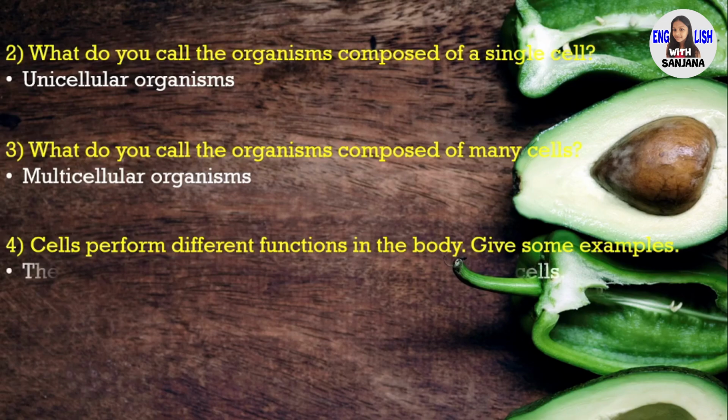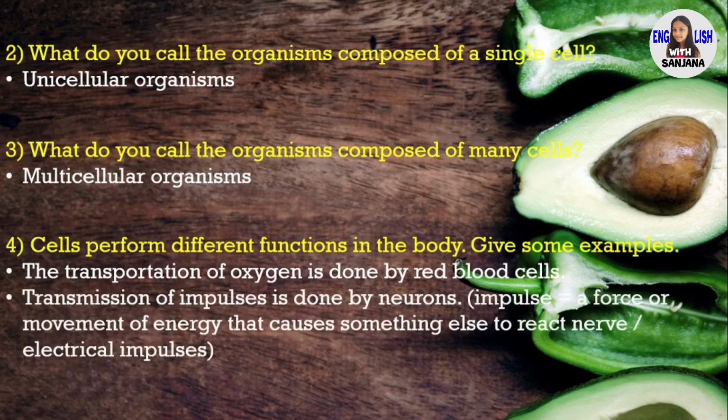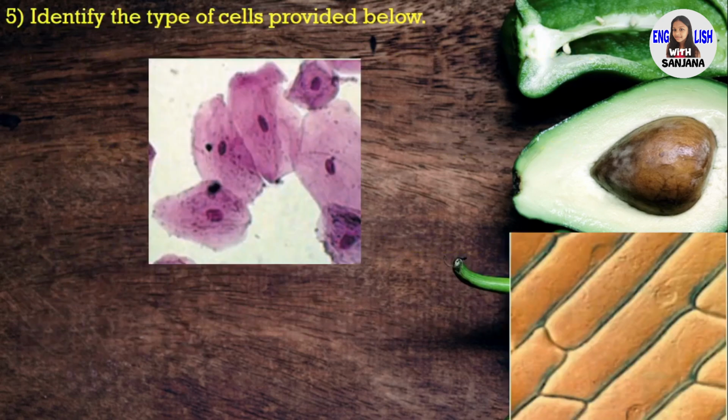Cells perform different functions in the body. Give some examples. The first one, the transportation of oxygen is done by red blood cells. Transmission of impulses is done by neurons. What do you understand by this impulse? Impulse is a force or movement of energy that causes something else to react. Nerve or electrical impulses.